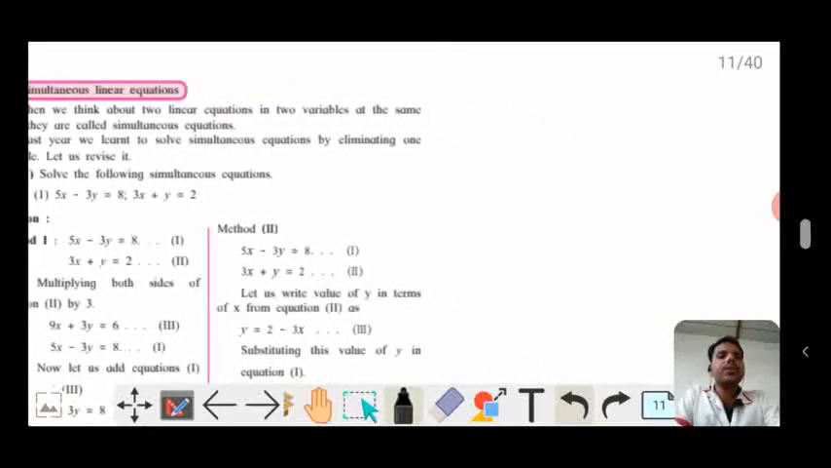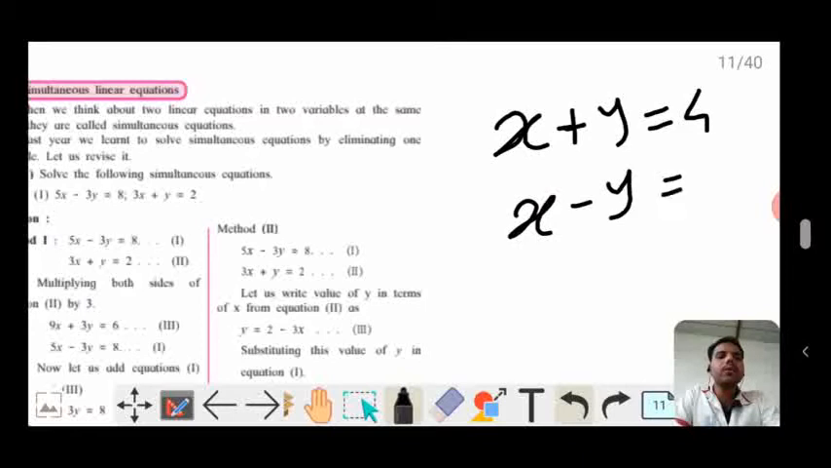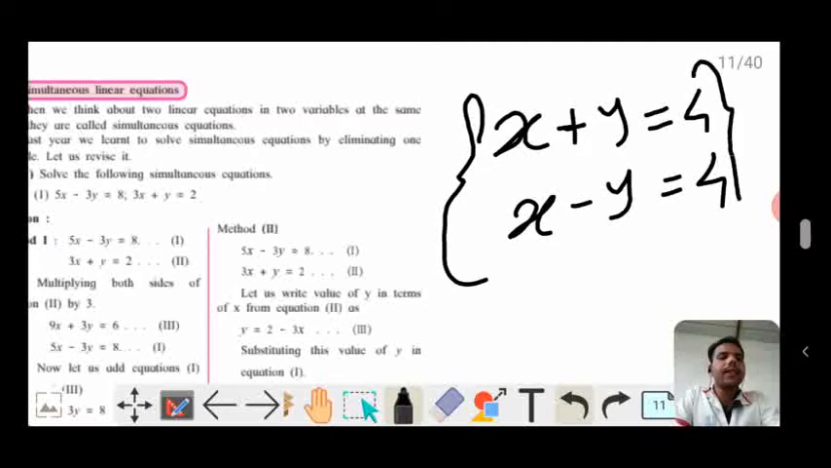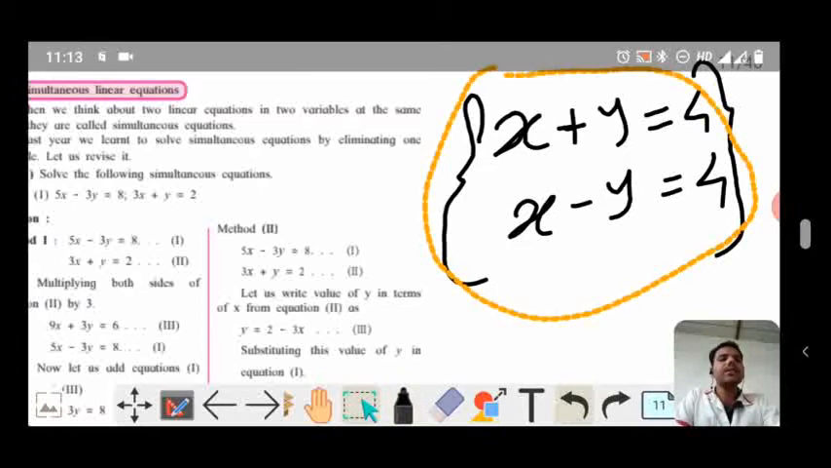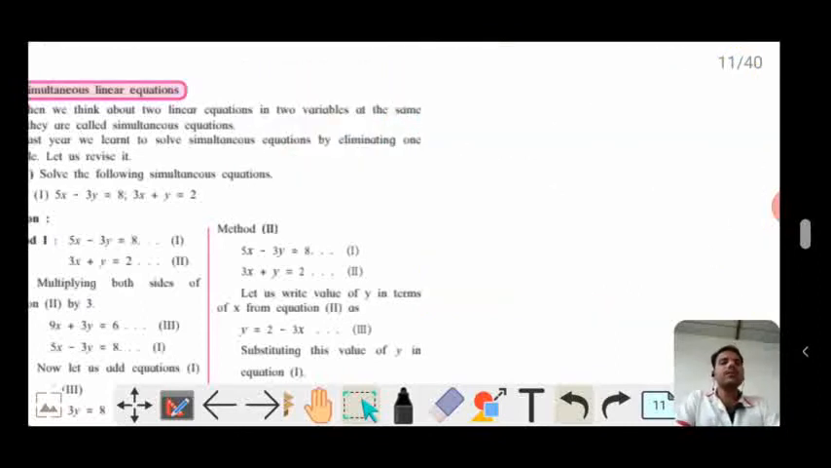So if we took the two equations x plus y is equal to 4 and x minus y is equal to 4, and we consider these equations at the same time, then we call these equations simultaneous linear equations. Okay guys, so this is the simple concept of simultaneous linear equations. So let's see how to solve the simultaneous linear equations.